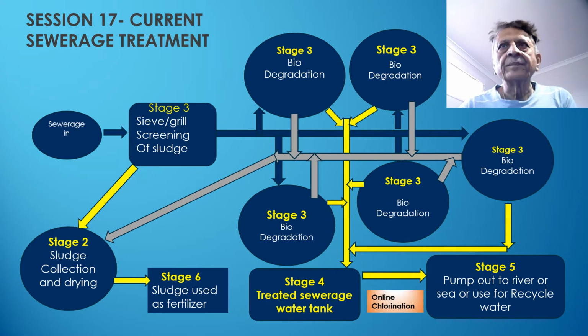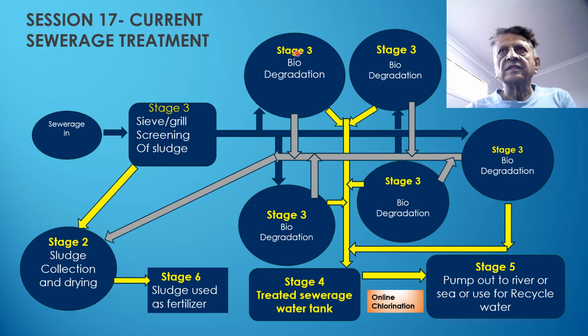This is a flow diagram of the current sewage treatment. As you see, the sewage comes in, and it gets filtered through the grill, either the sieve or the grill. The filtered sludge goes straight into the sludge collection tanks for drying and is allowed to dry. And then the overflow water goes into each of the collection tanks, where the biodegradation takes place.